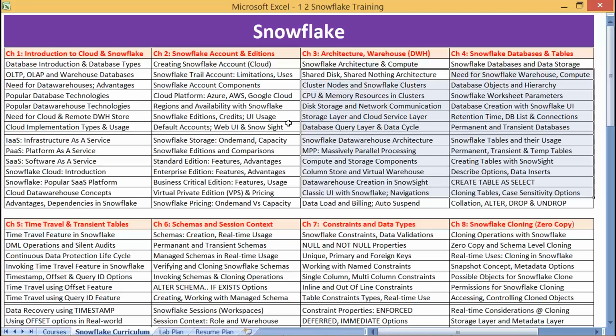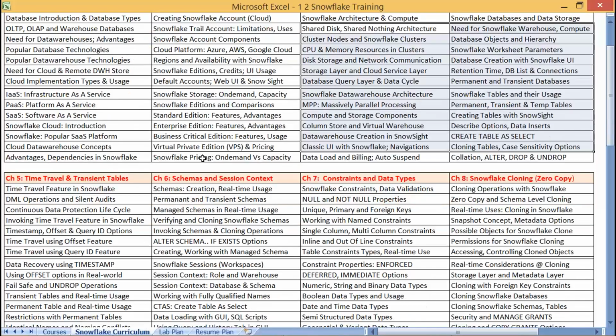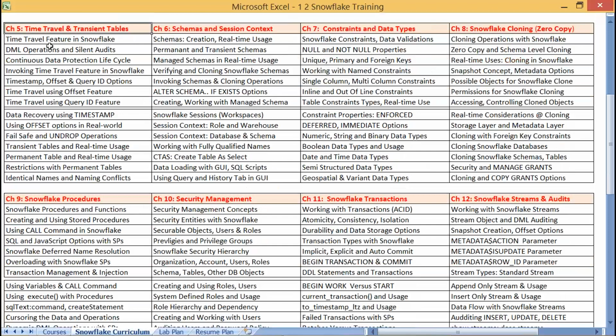After we get through chapters 1 to 4, the main base fundamentals, then come the technical concepts like time travel, transient tables, and the next-level activities, schemas, and session context relating to the previously learned concepts on time travel, transient, offset, undrop, etc. We'll slowly understand constraints and data types, mainly from an ETL data engineering perspective. We'll understand Snowflake cloning activities, also called zero copy or zero data copy.